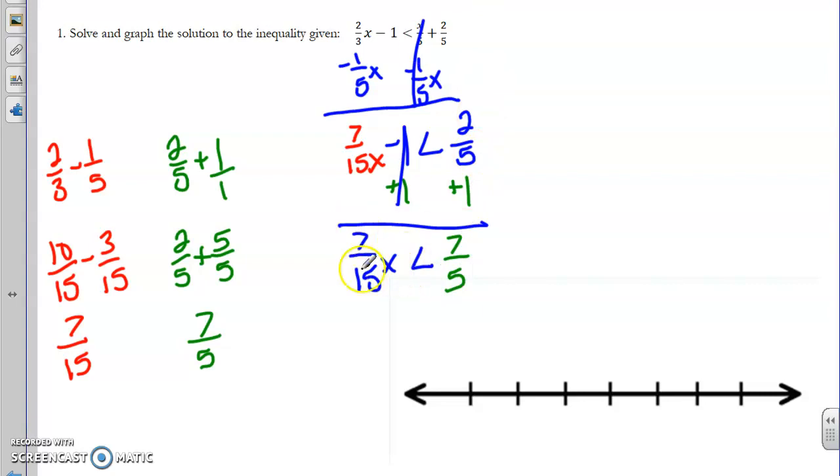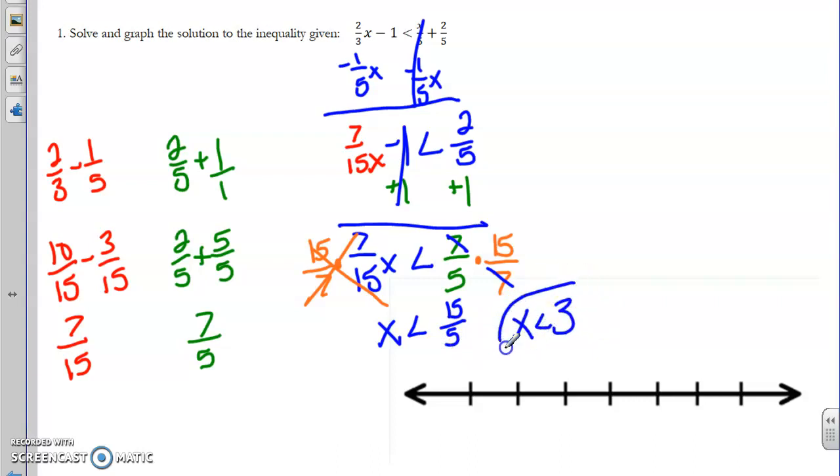All right, to get rid of a fraction that is stuck to an x, you multiply by his reciprocal. Reciprocal means the flip. So the flip is 15 over 7. Okay, so these cross away. X falls down. Less than falls down. You can do this two ways. You can multiply top times top, bottom times bottom, and then simplify. Or you can do a cross cancel. So this 7 cancels with this 7. You're left with 15 over 5. Well, that's just 3. 15 divided by 5 is 3. So x is less than 3 is your answer.